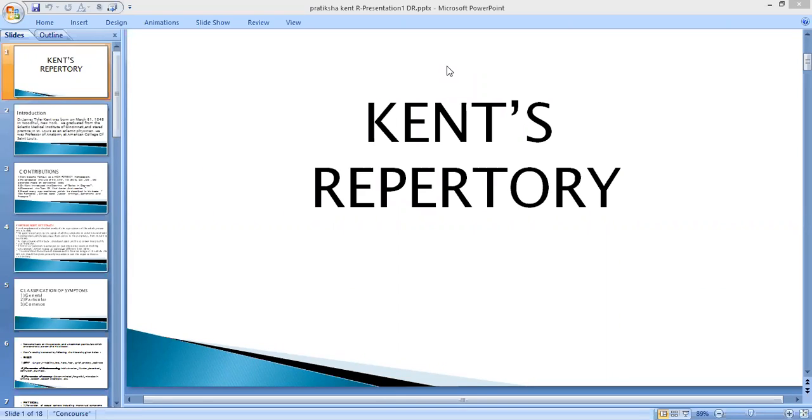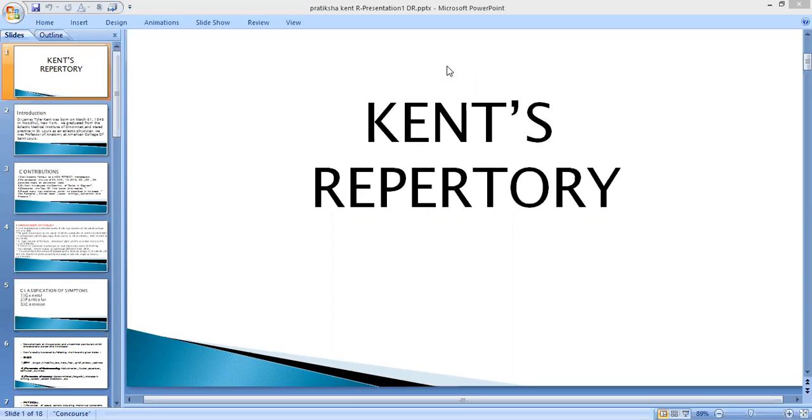Its arrangement was well done, and homeopathic physicians became very familiar with its arrangement and the terminologies used in this repertory. This book, the Kent Repertory, was very practical and very easy to use. So Kent's work became famous.